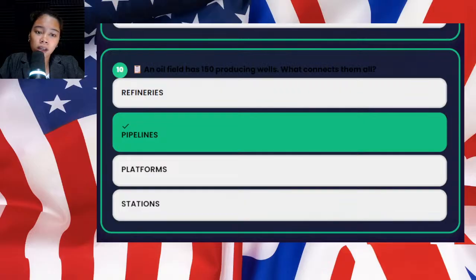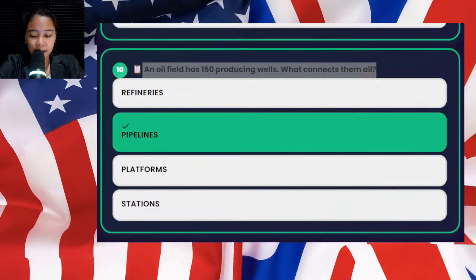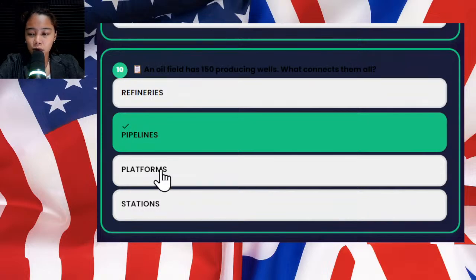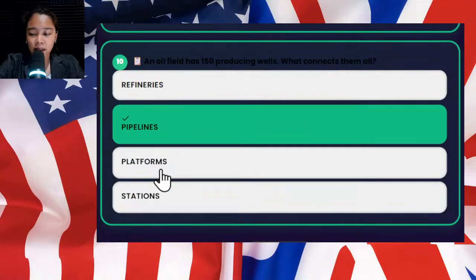Now, pipelines, on the other hand, are a system of pipes for transportation. So this pipeline connects different wells because, of course, we transport from one well to another well. So that is how the connection happens. An oil field has 150 producing wells. What connects them all? Pipelines. Okay? So that is our answer. And that is all for this scenario-based exercise.